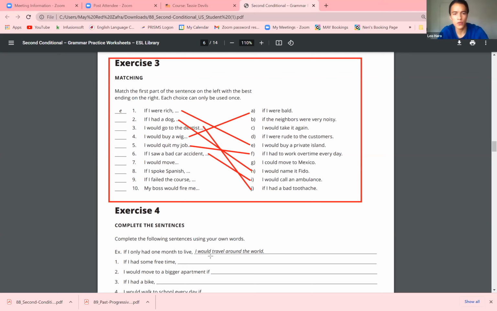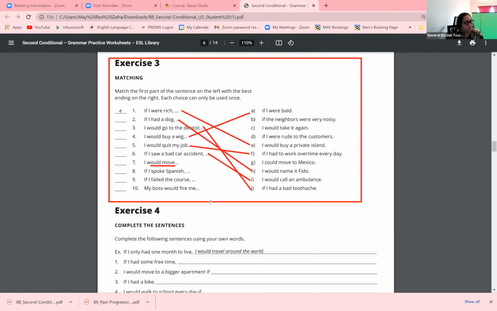Number 7, I would mop. If I were rude to the customers. No, it's about your living arrangement. Okay. Move to a different place. I could move to Mexico. No. Okay. I don't have the answer. You don't have the answer. Okay.